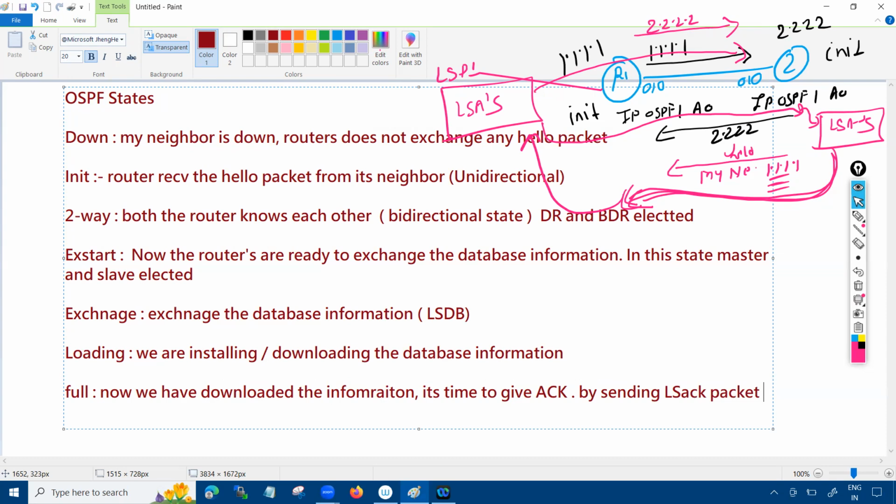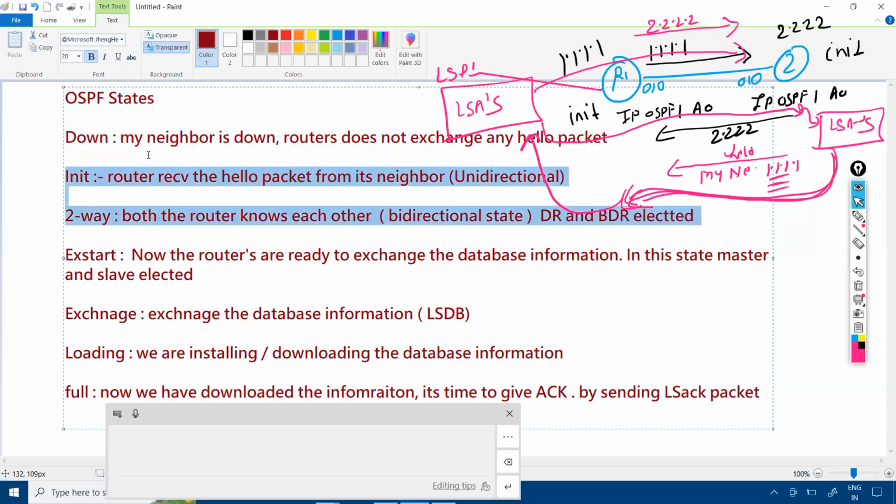Right? So understand the concept, what's happening over there. In the down state, there is no hello packet exchange. In the init state, what happened? Router is going to exchange the hello packet, but there will be no router ID mentioned in the hello packet. In the two-way state, the router is going to exchange the hello packet, but in that hello packet the router ID is mentioned. That's why it's called a bidirectional state. In this state, the DR and BDR will be elected. Till this point, we are only doing hello packets.